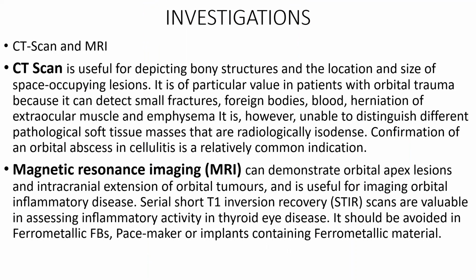Then we need investigations for the orbital disease to finally diagnose it and then treat it. We can go for a CT scan and MRI. The CT scan is useful for depicting the bony structures and the location and size of the space occupying lesions. It is of particular value in patients with orbital trauma because it can detect small fractures, foreign bodies, blood, herniation of extraocular muscle, and emphysema.